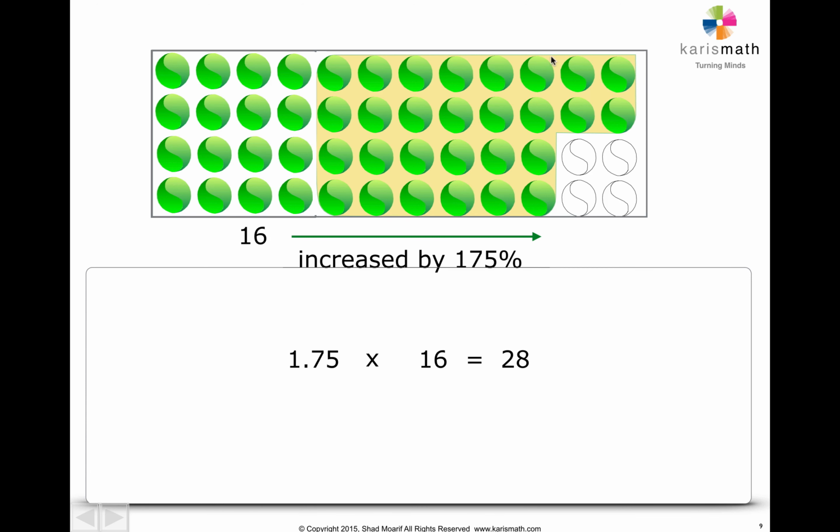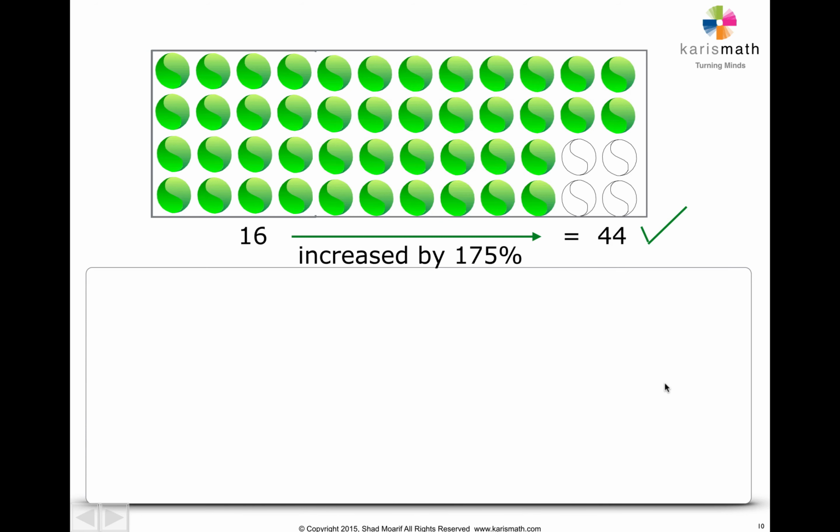That's what we've done here. This is the 28 of them here. See that? 1, 2, 3, 4, 5, 6. That's 6 by 4 is 24. And then 4 more is 28. And the total comes to 44. That's your answer. That's how we got it.